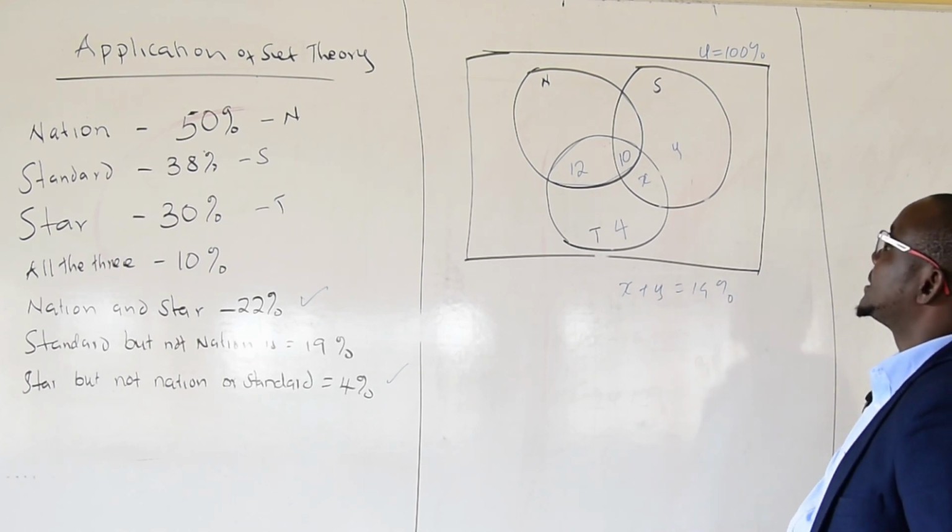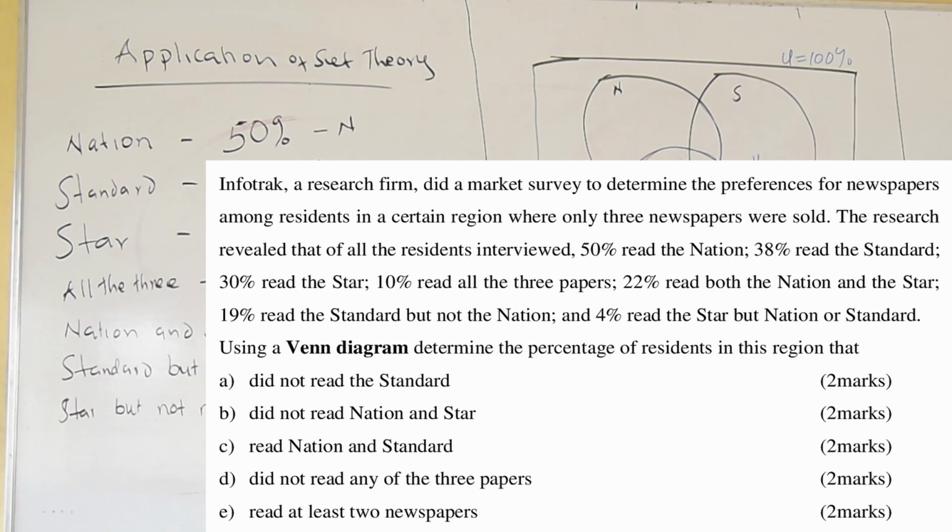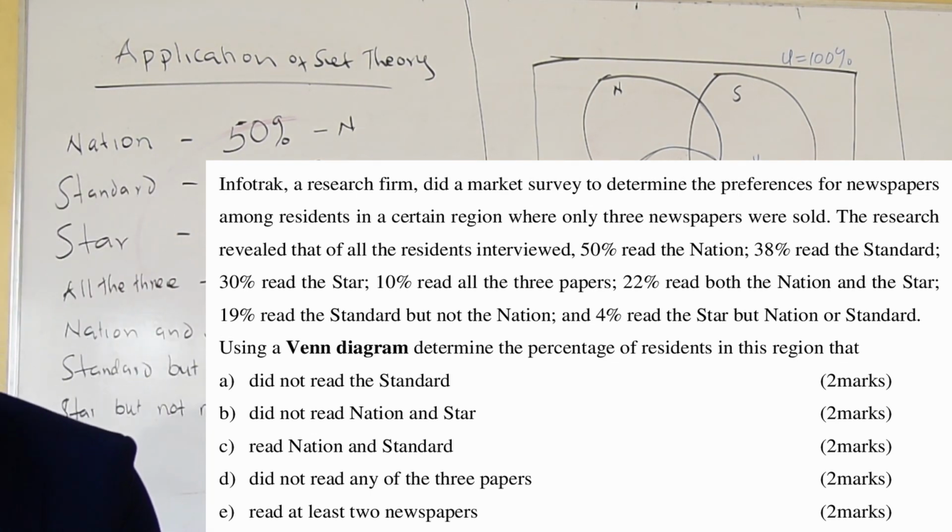Should be equal to 19%. Then we can read the question once more. Remember what we are told that the InfoTrack survey showed.